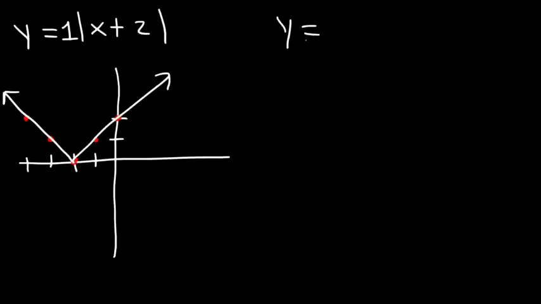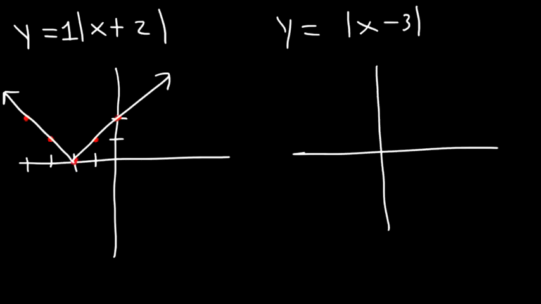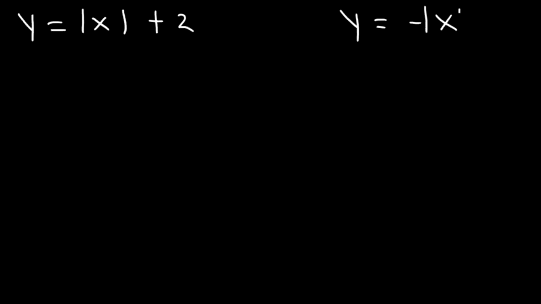Now what about the graph for this one, x minus 3? This one is going to shift 3 units to the right. And it's still going to open in the upward direction with a slope of 1. Now what about the absolute value of x plus 2 and also negative absolute value of x minus 3?